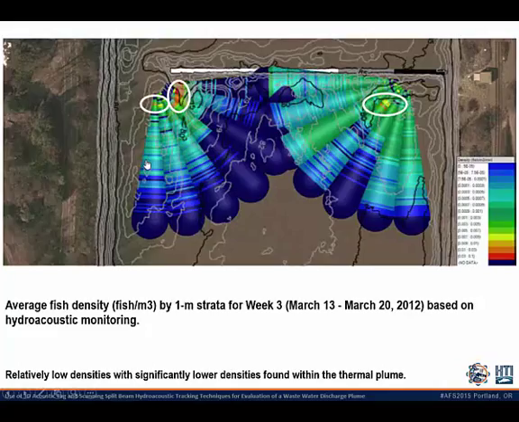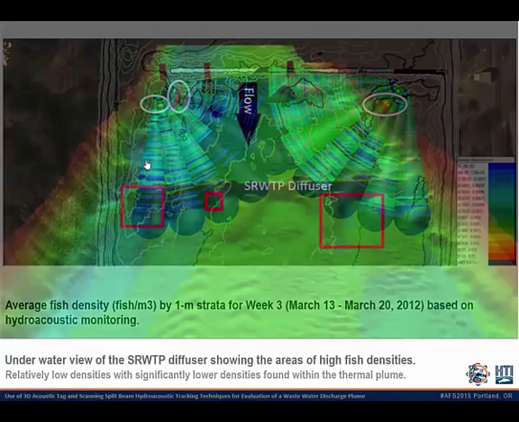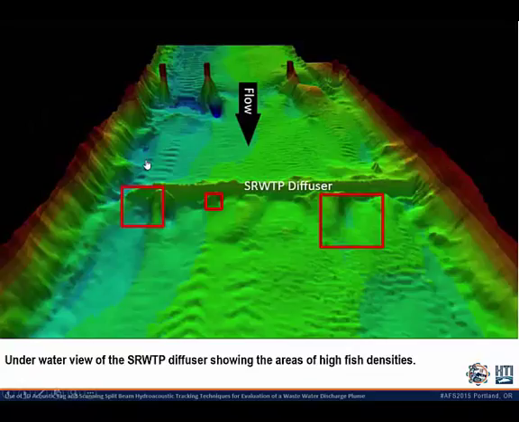And when this data was overlaid by the thermal plume and looked at where these fish were detected and what the densities inside and outside the plume were, there were significantly lower densities of fish found within this thermal plume itself. So looking underwater, this just shows, looking upstream, the diffuser pipe coming out into the river, and you can see the legs of the bridge upstream, and it just shows basically the 3 areas of higher concentrations of fish density.